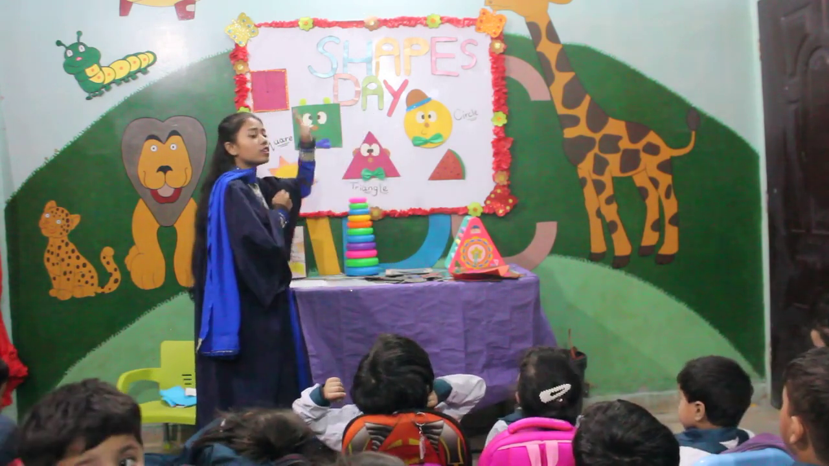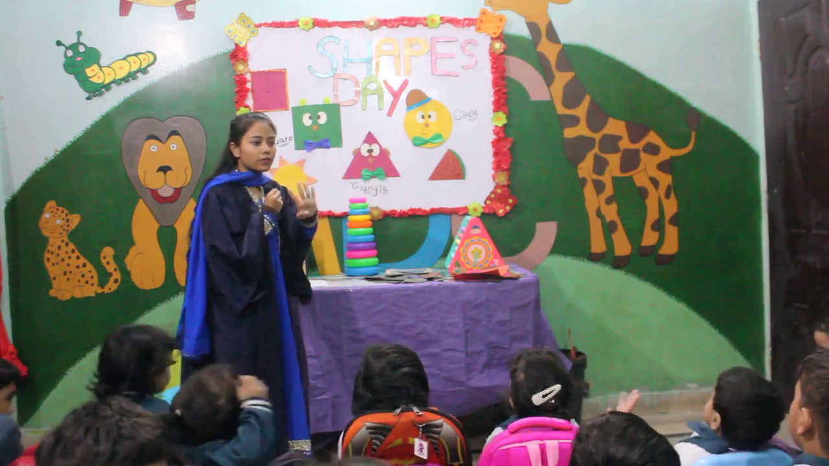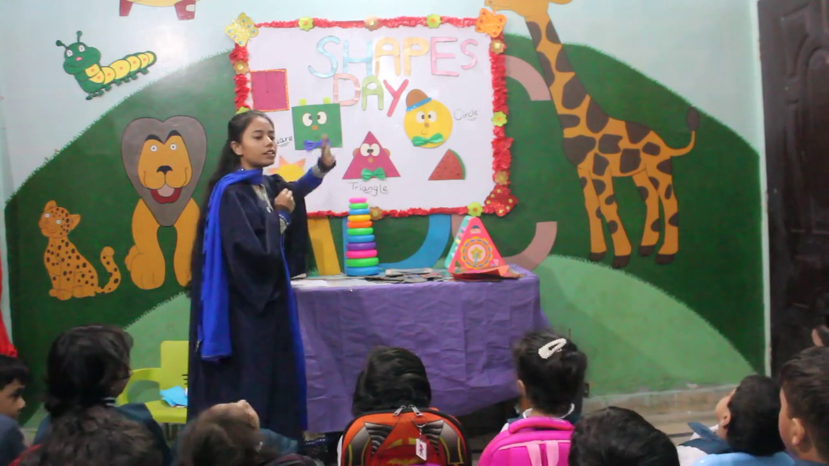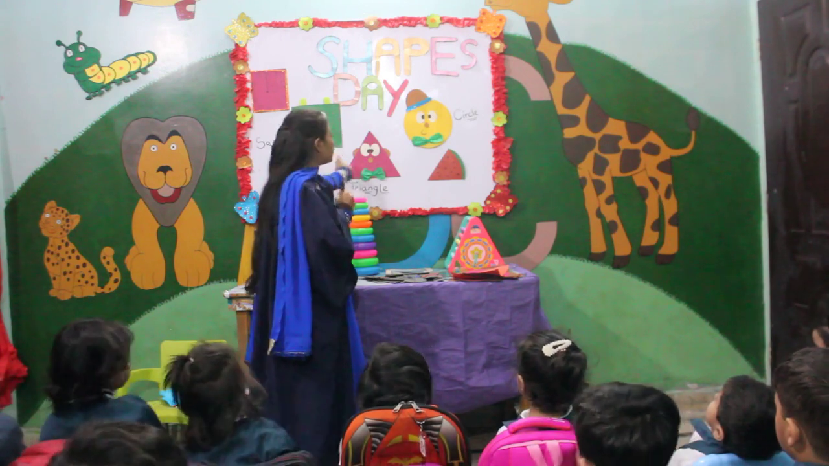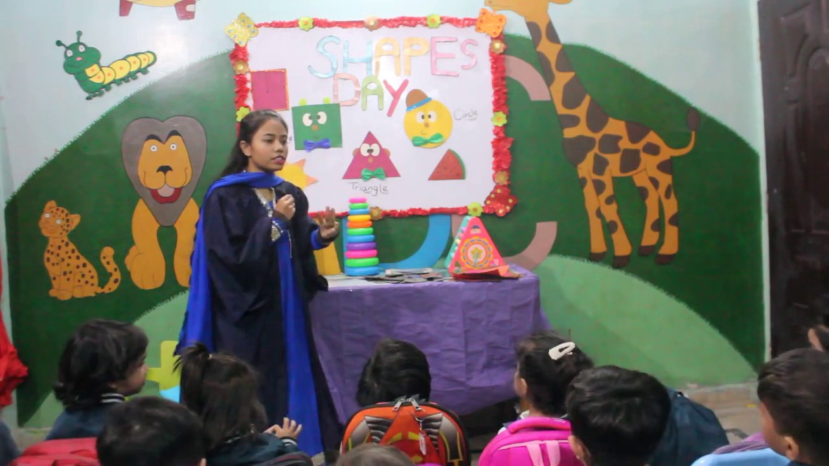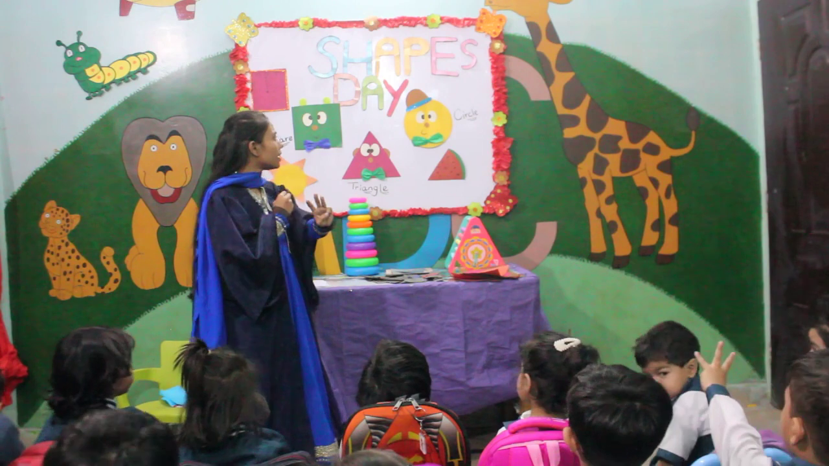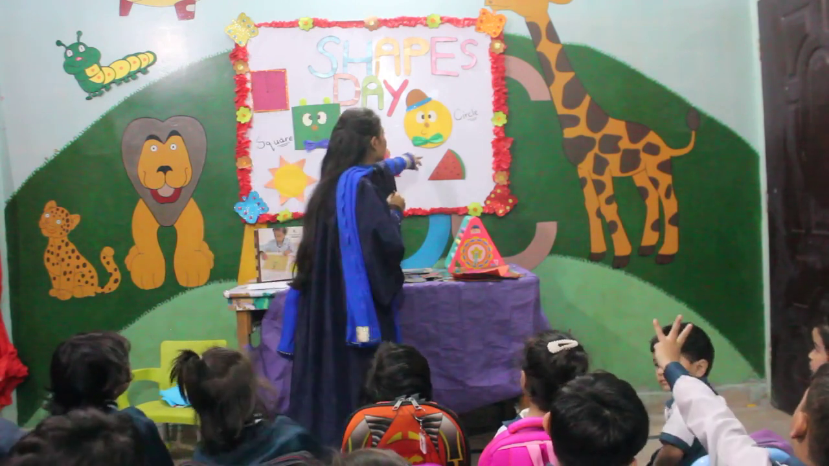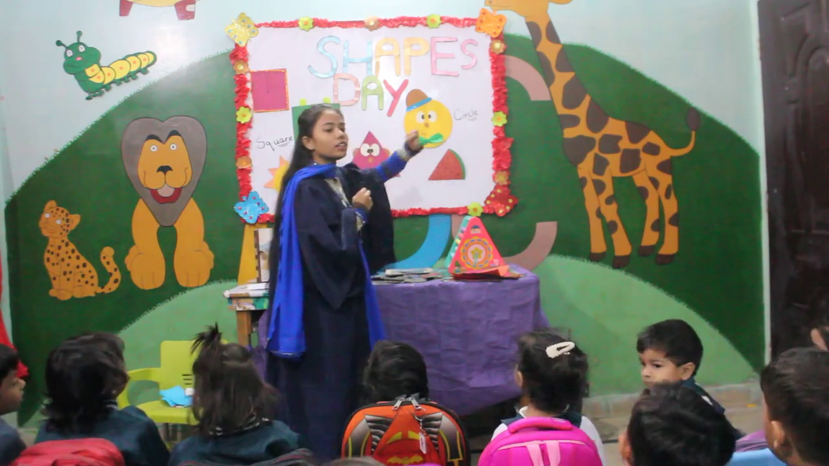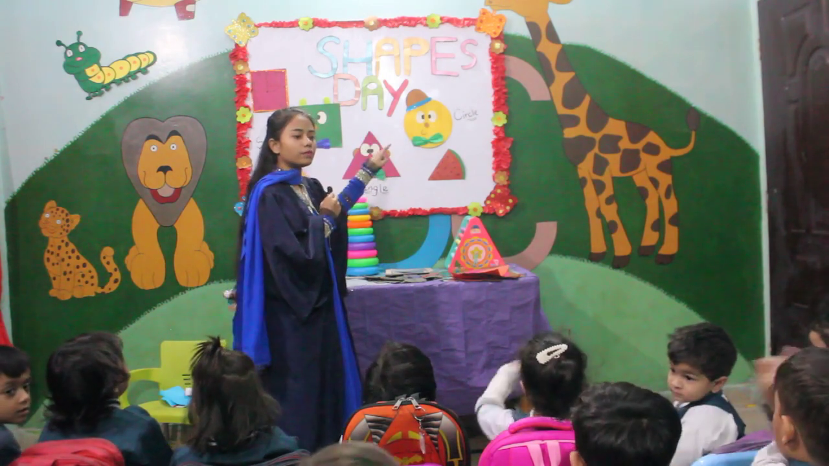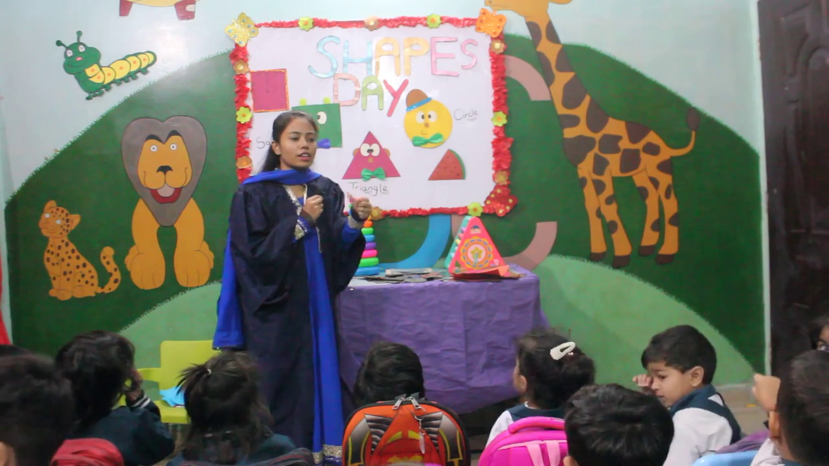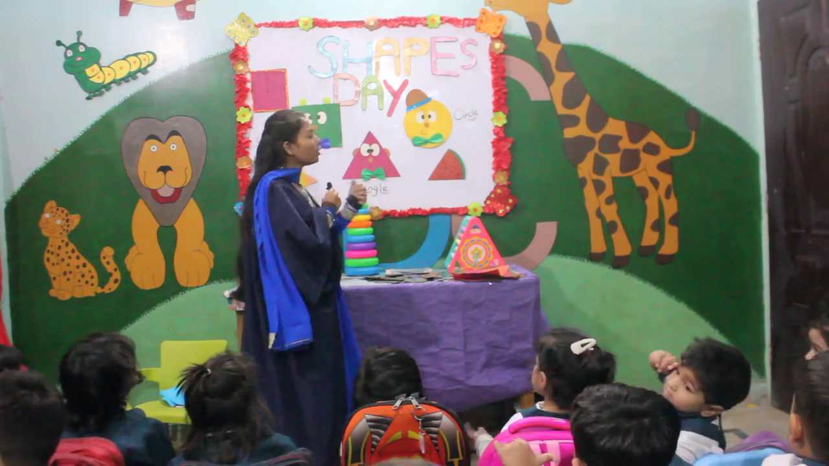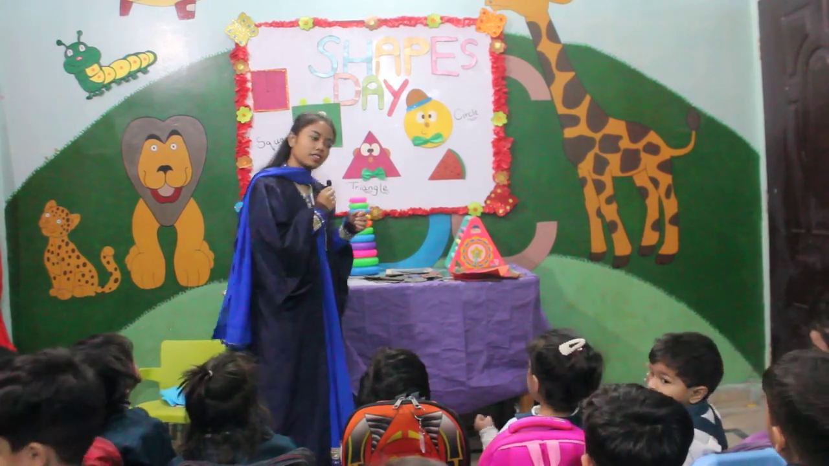Triangle has 4 sides and 4 corners. Triangle has 3 corners and 3 sides. Circle is round in shape and it has no corners and no sides. That's good.